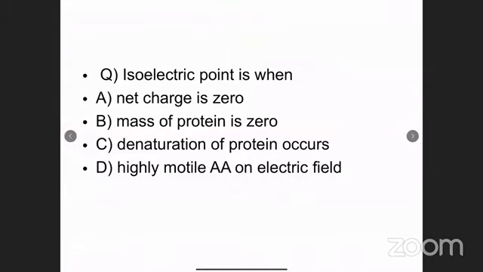What is the meaning of isoelectric point? What is the meaning of iso? Iso means equal. Electric means electrical charge. Isoelectric point means the net charge will be 0. Net charge is 0 for which ion? Yes, it is the Zwitter ion. Net charge is 0 for the Zwitter ion.